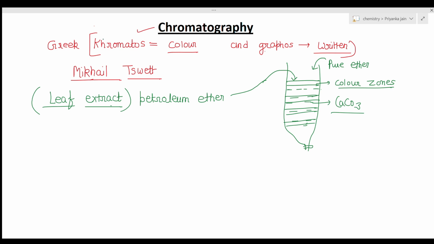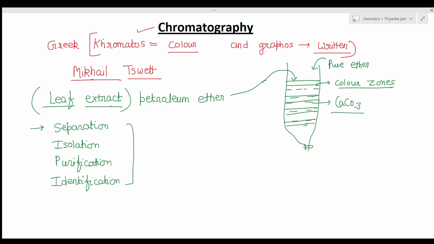So this technique was called the chromatographic technique. Actually, it is a very important technique. It is used for separation, isolation, purification, and identification of components. Different components can be separated, isolated, purified, and identified. So I think this is now clear. First understand the basic concept behind the chromatographic technique.